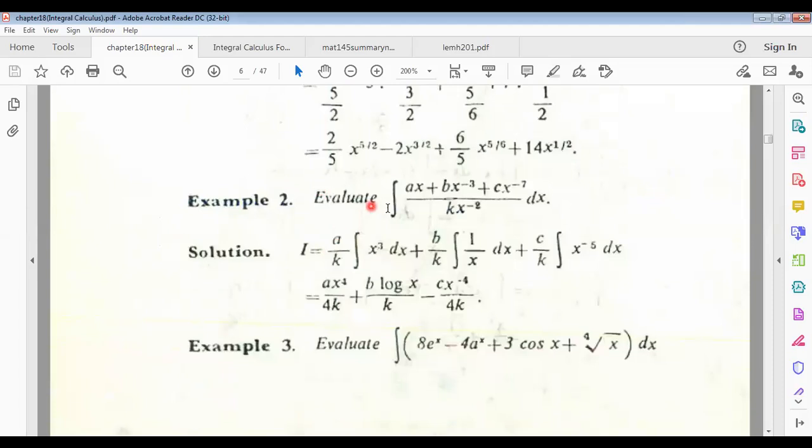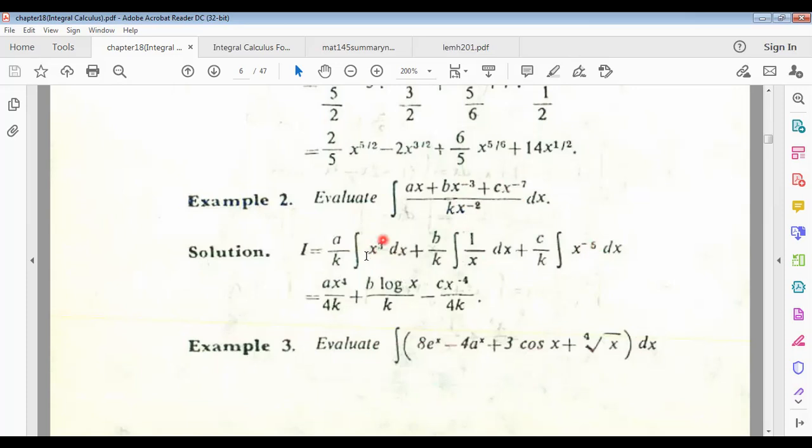Now another example 2, evaluate x plus b x to the power minus 3 plus cx to the power minus 7 divided by k x to the power minus 2. So how can we integrate this? Suppose x divided by k into x to the power minus 2 is the first term. The second term will be bx to the power minus 3 divided by k x to the power minus 2. The third term will be cx to the power minus 7 divided by k into x to the power minus 2. That means there will be 3 parts. And separating the constants, we find only x cube, then this will be 1 by x, and this will be x to the power minus 5.